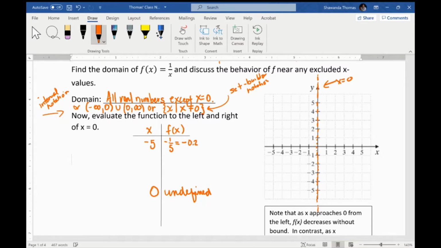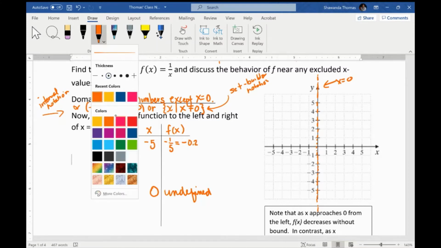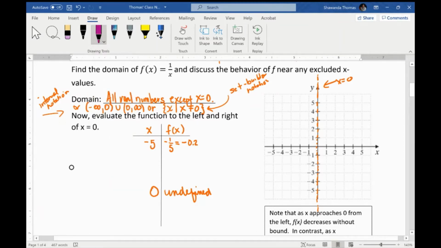All right, so I'm going to plot it in another color. Let's go with purple. That's my favorite color. So -5, -0.2. We're going to say it's right here. Let's plug in, I'm going to skip something, -3.